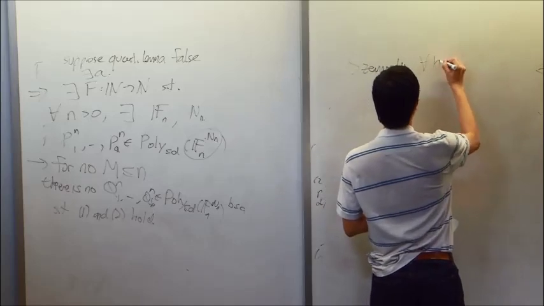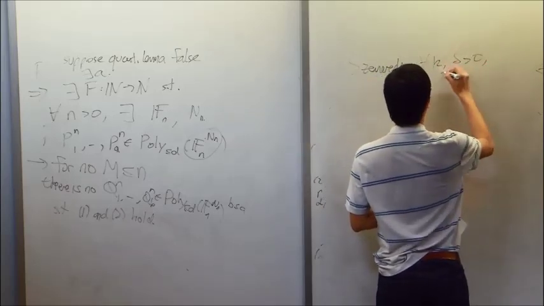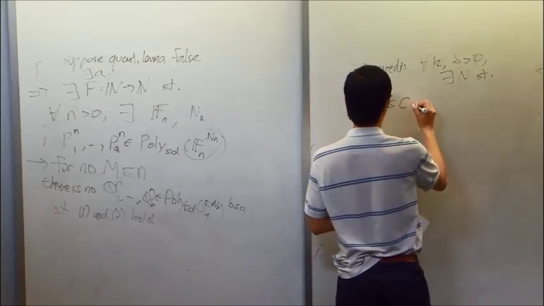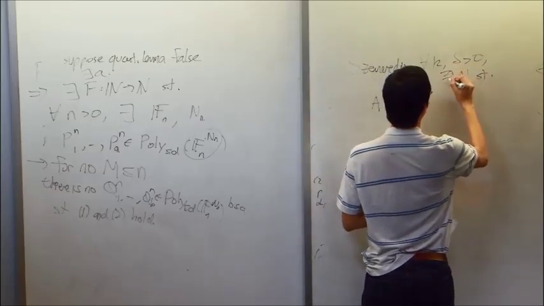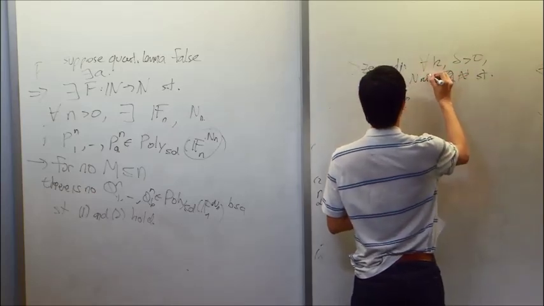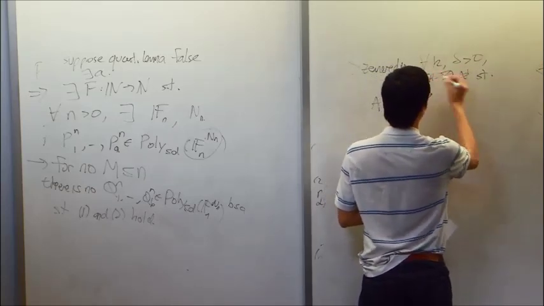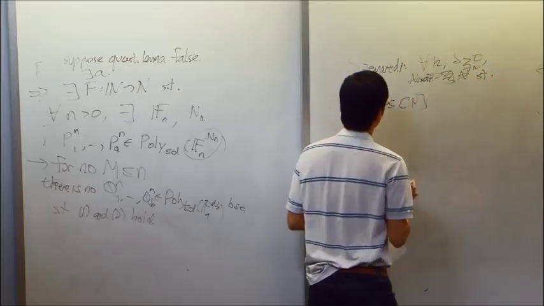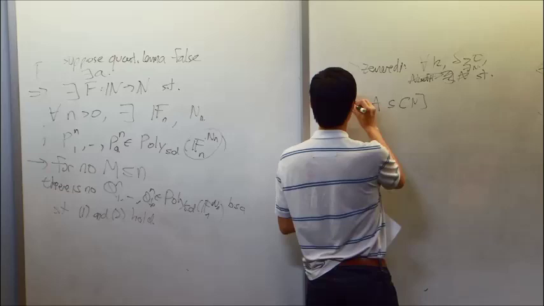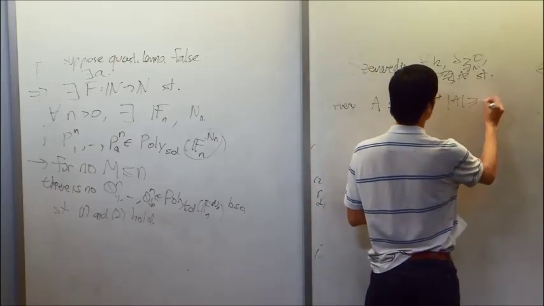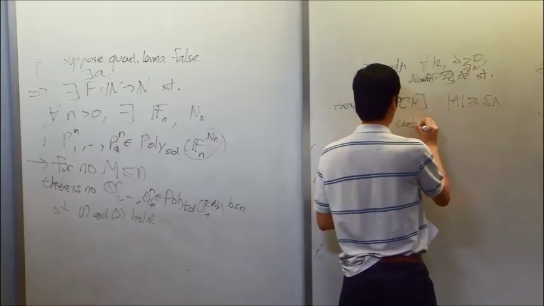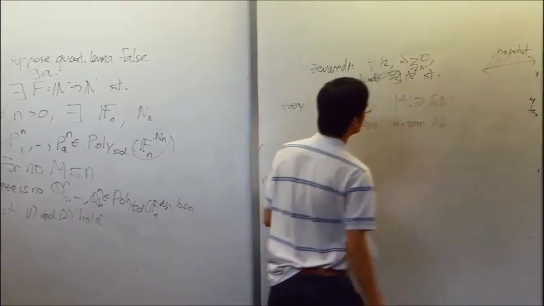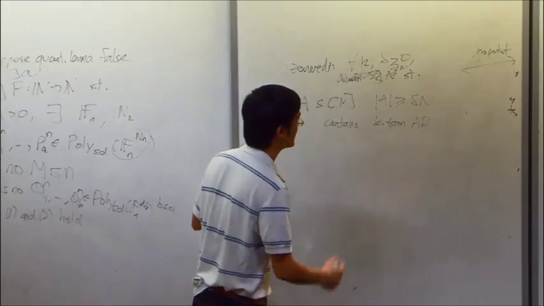For every k and every delta, there exists an n such that, for all sufficiently large n, every subset of the integers from 1 to n of density at least delta contains a k-term arithmetic progression. Okay, so this is Szemerédi's theorem.